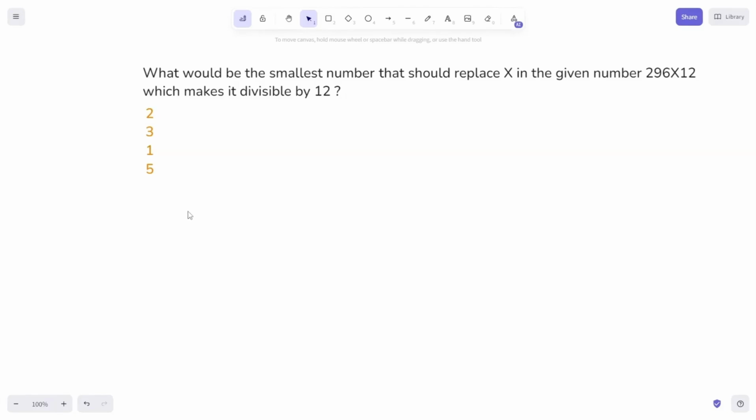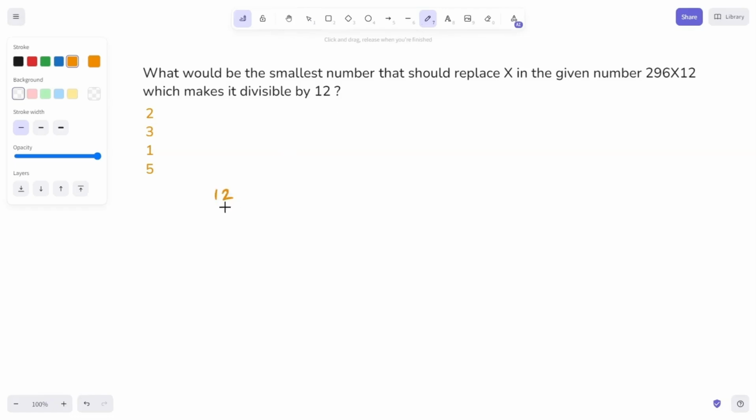The first thing: if a number is divisible by both 4 and 3, that particular number will also be divisible by 12. And why is this possible? Because 4 and 3 are the factors of 12. Now let's apply the divisibility rule of 4 on the number.